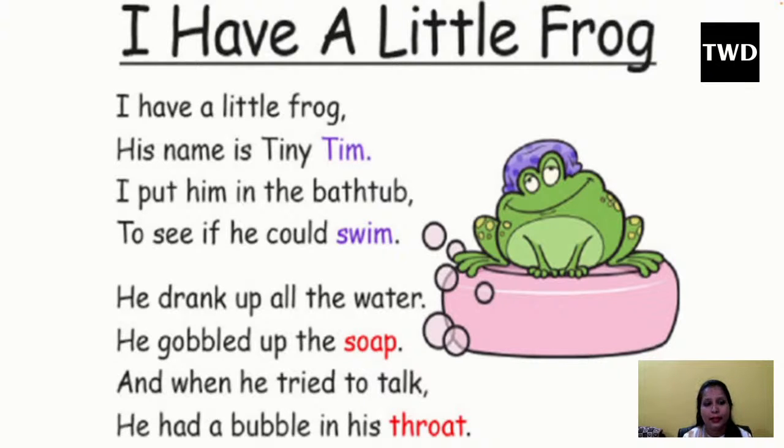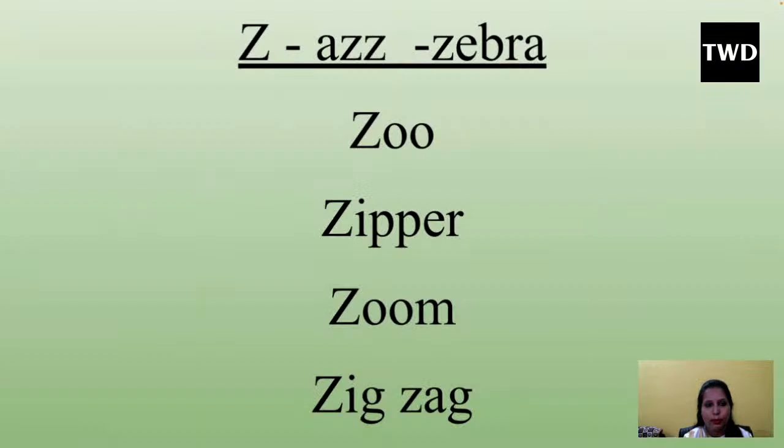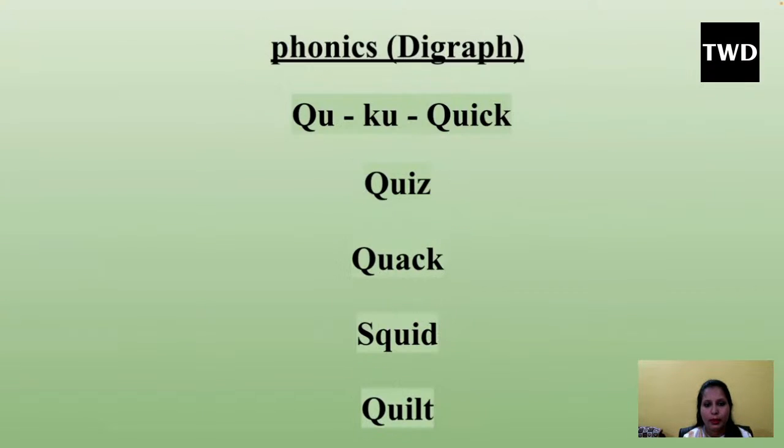I have a little frog. His name is Tiny Tim. Now come to the next paragraph. He drank up all the water. These all are in past tense. What he does, what your friend does. He does this, he does that. So this small rhyme will help you to frame small sentences. So today we just focused on the pronunciation part. I'll just go across them once again so that you can remember.